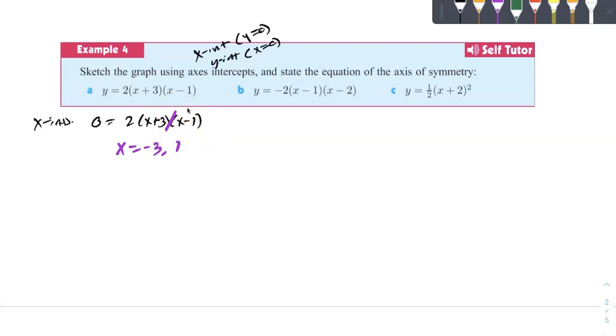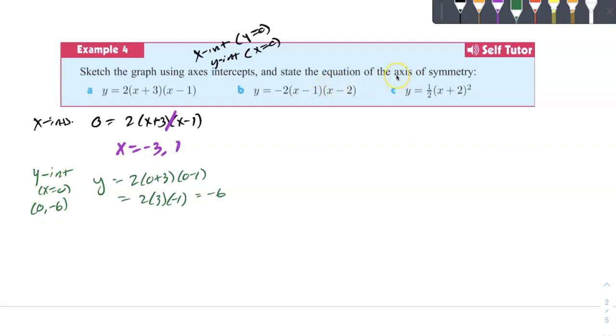Okay, y-intercept. In that case, we're going to set x equal to 0. So we're going to just plug in 0 essentially. So I get 2 times 3 times negative 1, which equals negative 6. So my y-intercept is (0, -6). Technically the x-intercepts are (-3, 0) and (1, 0), but most of the time people are fine with just saying x equals -3 and x equals 1. Usually with the y-intercept it might be a little more touchy. So it's like that.